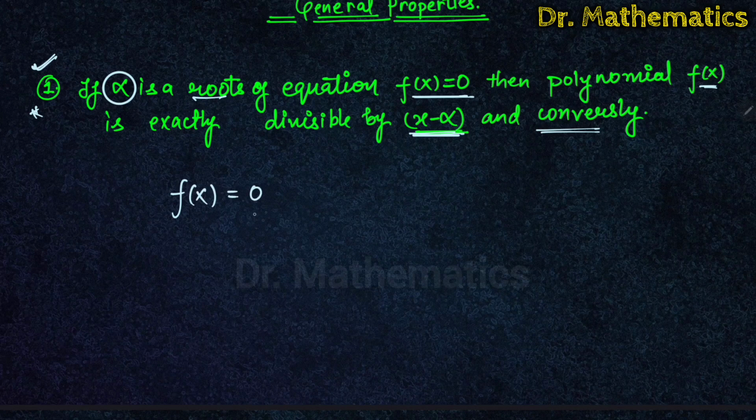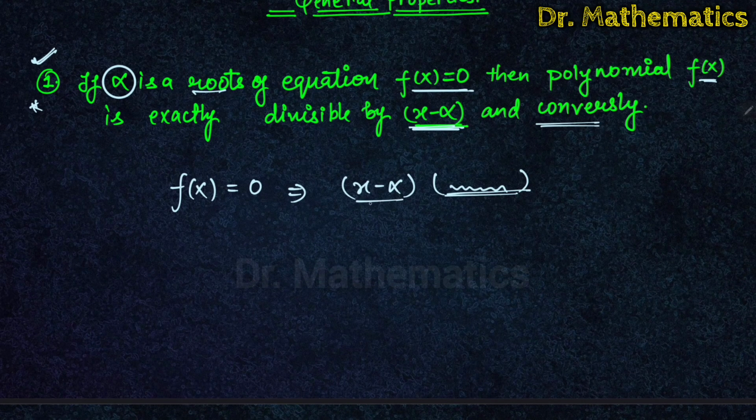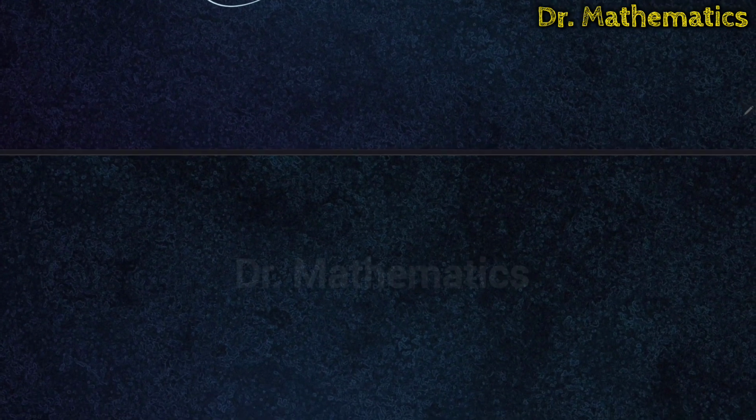Okay, so I can write f of x is equal to 0. Then I can also write x minus alpha as a part of this equation. I don't know this part yet, but we will figure out how. So if x is equal to alpha is a root of the equation, then x minus alpha is a part of f of x. Can you prove it? Yes, we can prove it. How, sir? Let's take an example.